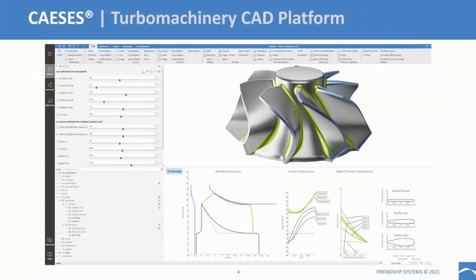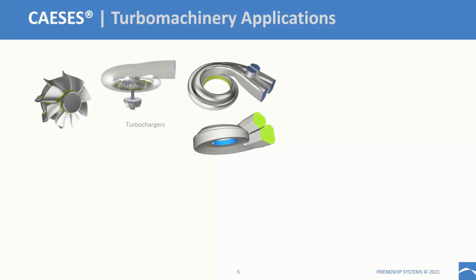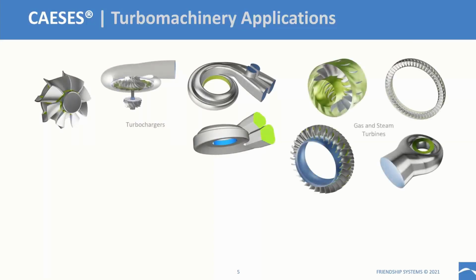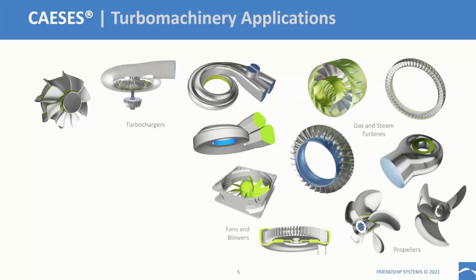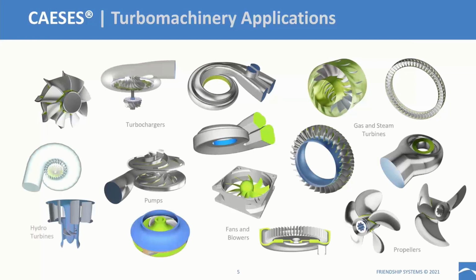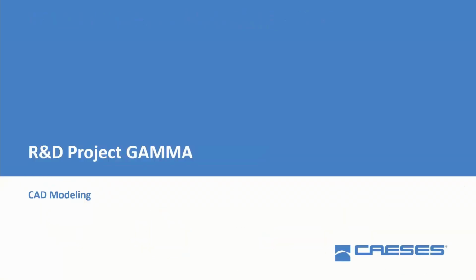This is just a quick view of the user interface to give you an idea how it looks, and just a few different turbomachinery applications. Of course, turbochargers, which is what we're talking about today, but also gas and steam turbines, propellers, fans and blowers, pumps, and hydro turbines. Okay, so much for a quick introduction, what we're using and in which environment we're doing the following steps now.